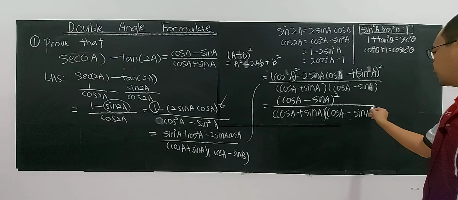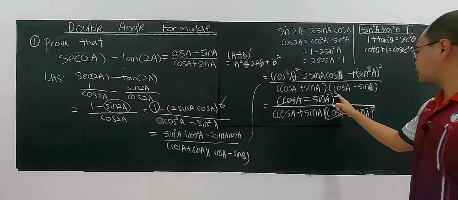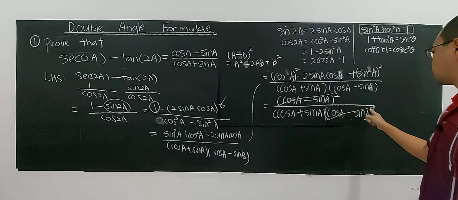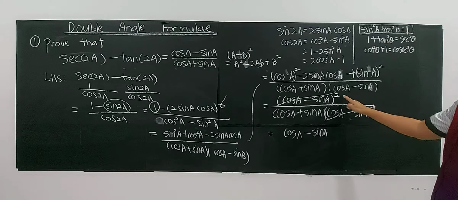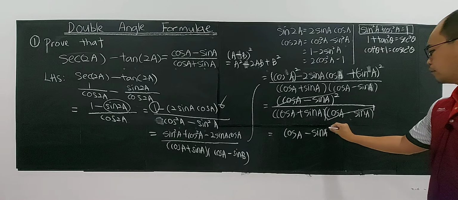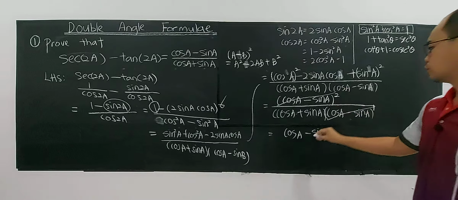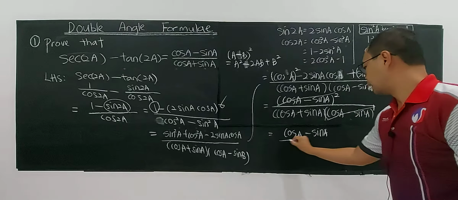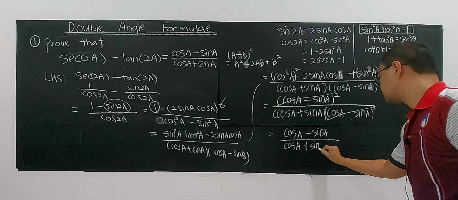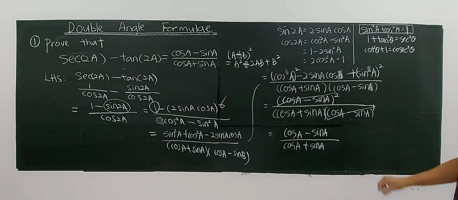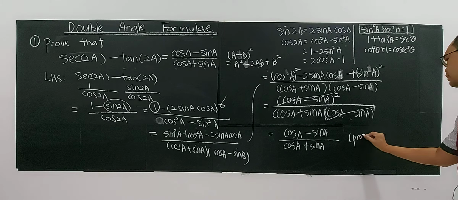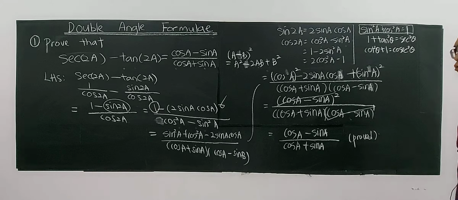So if I divide, the index 2 minus 1, they are the same base, right? So I will still have cos A minus sine A on top, right? Power of 2, 2 minus 1 become power of 1, right? So then after you cancel out this, the denominator you have cos A plus sine A. Finally, I have already proved this identity is true, right?